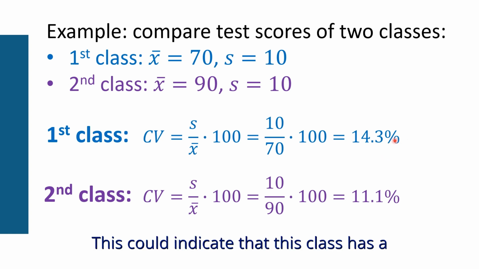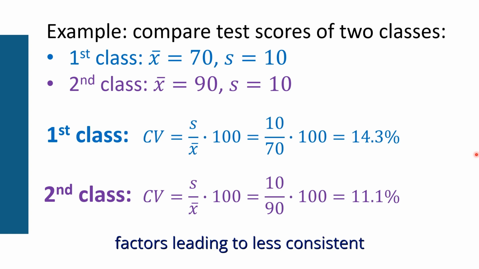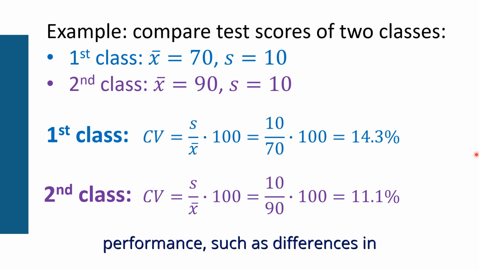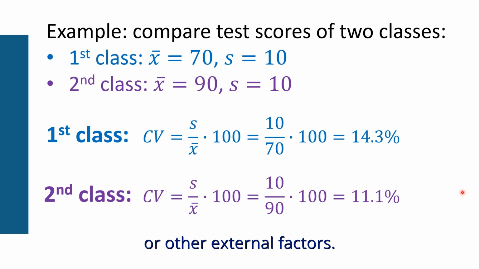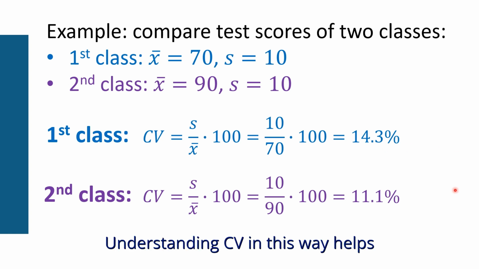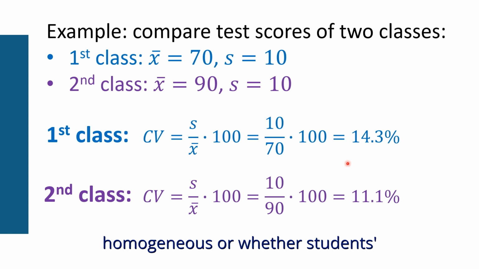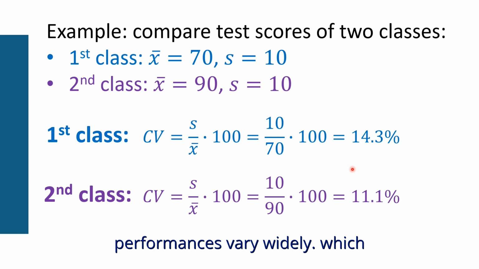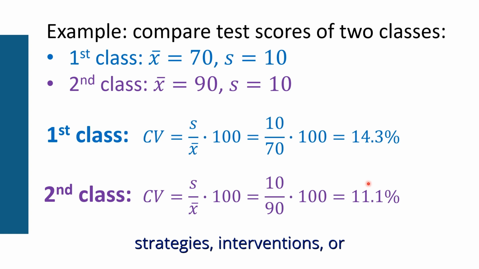This could indicate that this class has a wider range of abilities, or there are factors leading to less consistent performance, such as differences in teaching methods, student engagement, or other external factors. Understanding CV in this way helps identify whether a class is more homogeneous or whether students' performances vary widely, which could inform decisions on teaching strategies, interventions, or areas that need improvement.